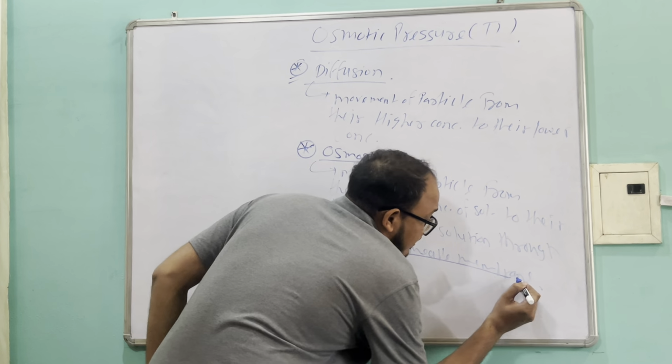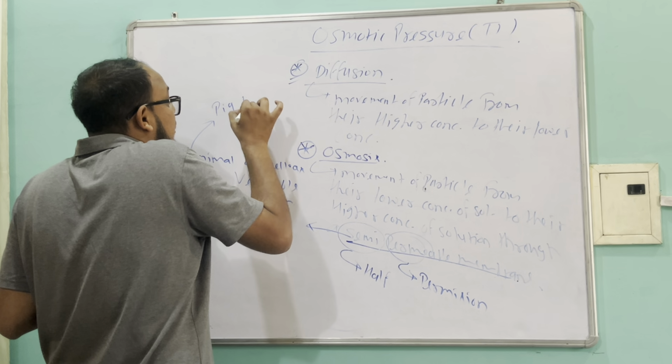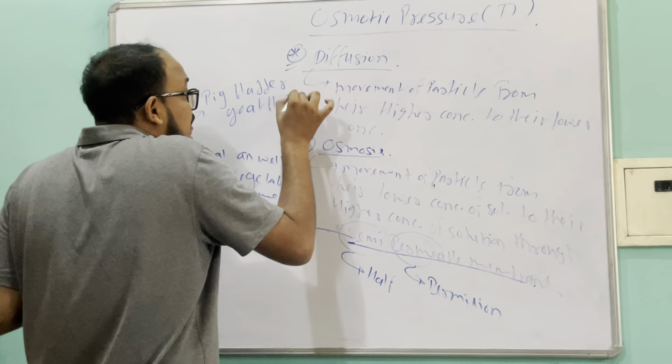There are many SPMs, and these membranes can be animal membranes as well as vegetable membranes. Animal membranes include pig bladder, or we can say goat bladder, parchment paper, etc. These are natural membranes, and there are also synthetic membranes. We take an example like cellophane, which is a synthetic membrane.